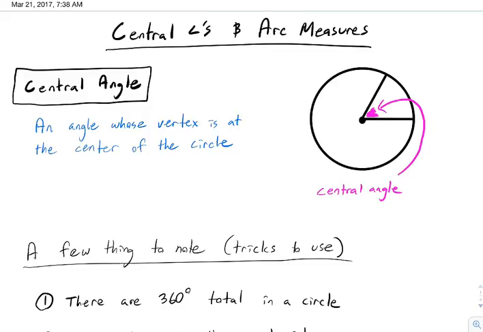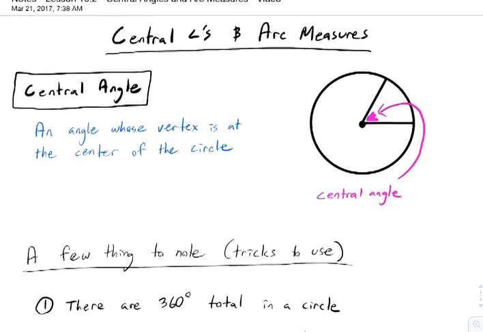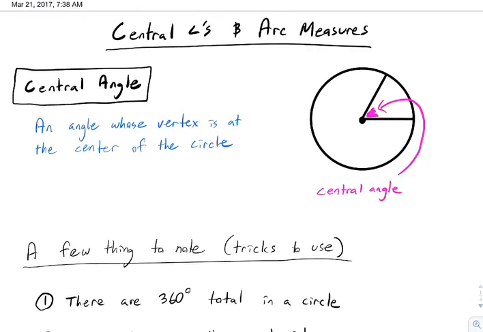So today we're talking about arcs, just introducing the idea, not getting too complicated with it. But first we need to define what a central angle is. That kind of sets the stage for how we're going to measure arcs. So a central angle, very logically, is an angle whose vertex is at the center of a circle. So we talk about the measure of this angle being a central angle.